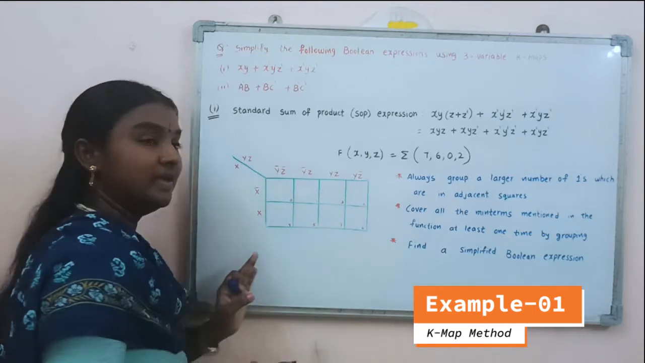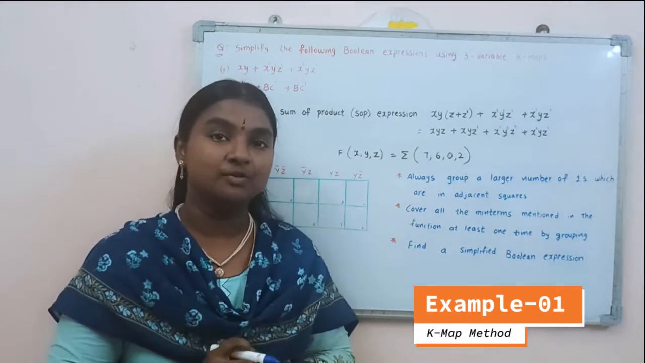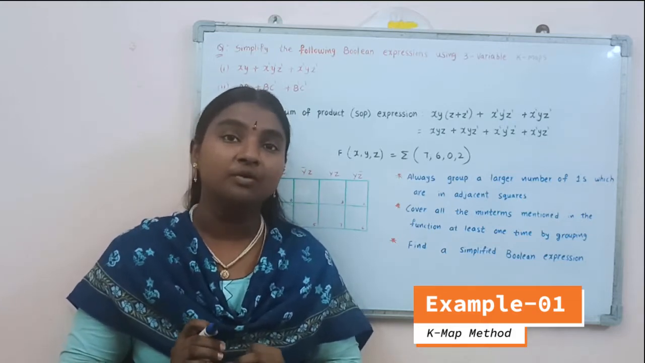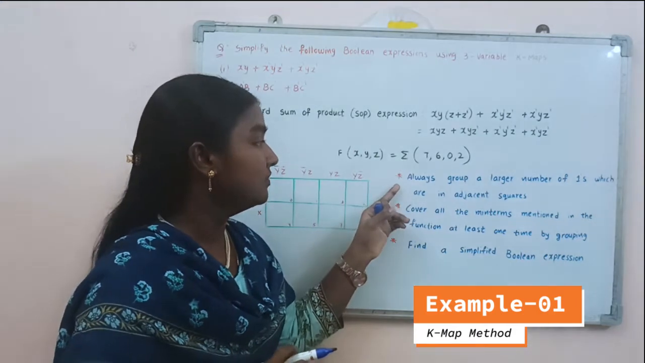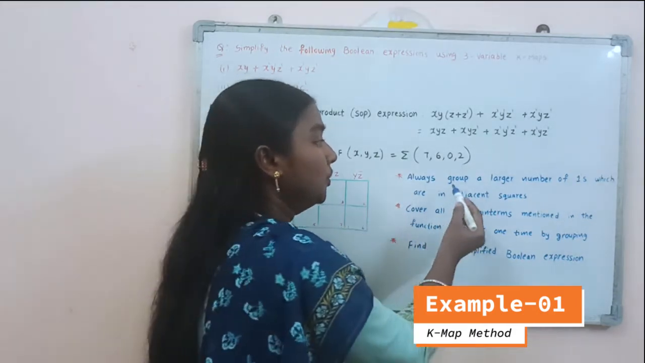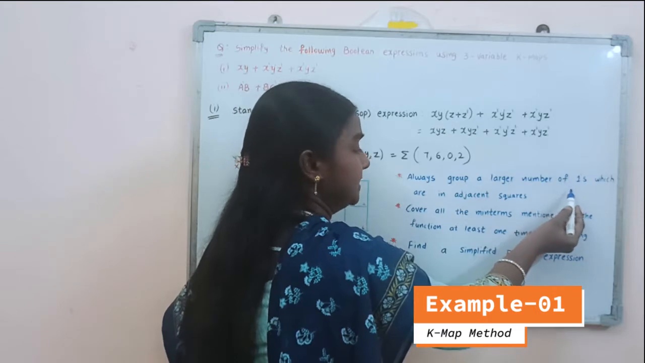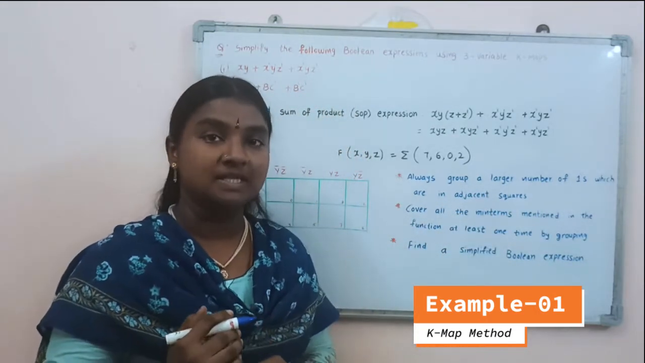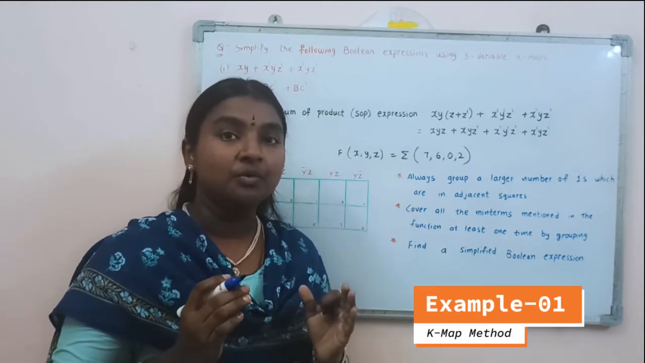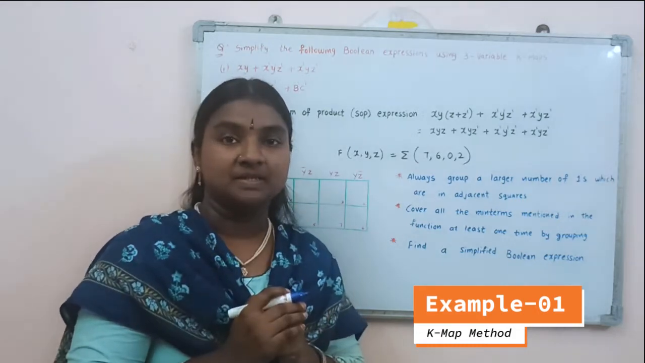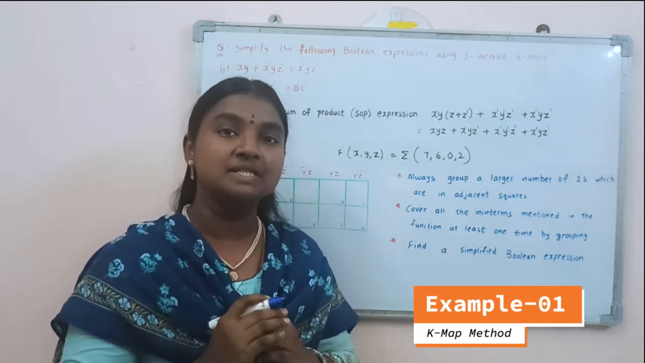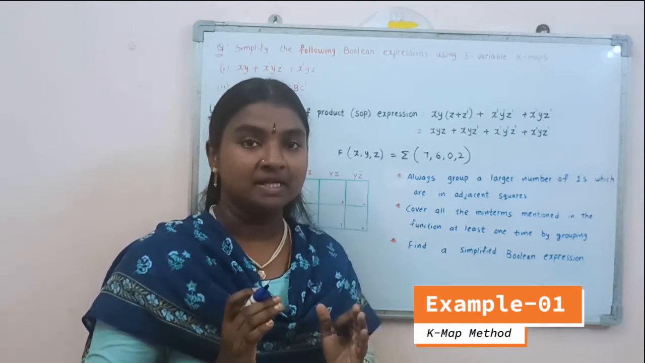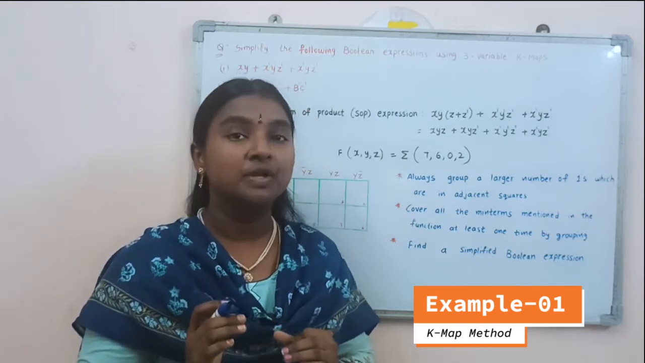Now when we are simplifying an expression using a three variable K-map or four variable K-map, we need to follow some rules. The first rule is always group the largest number of ones in adjacent squares. When we are assigning ones in the K-map, we need to group those adjacent ones. So when combining adjacent ones, we give priority to combining 8 ones, or 4 ones, or 2 ones.